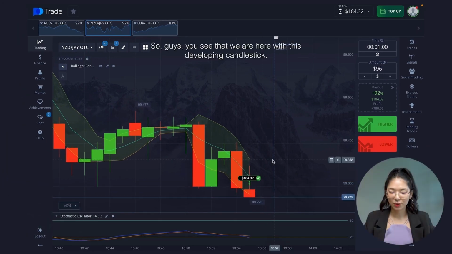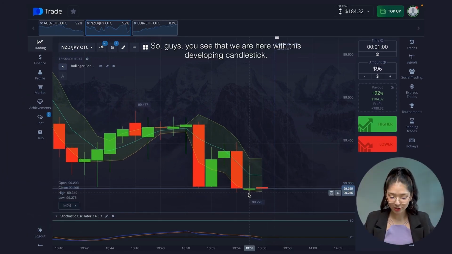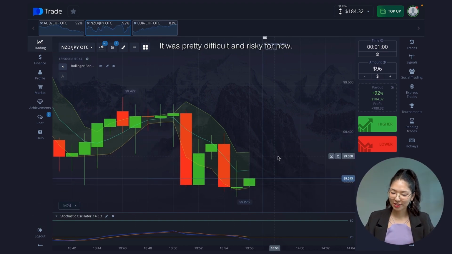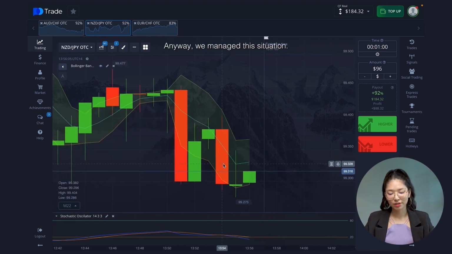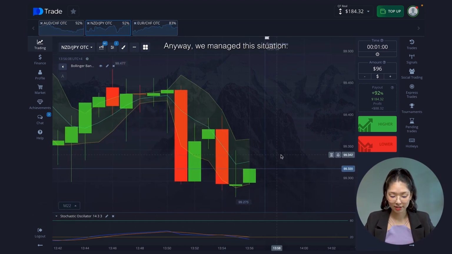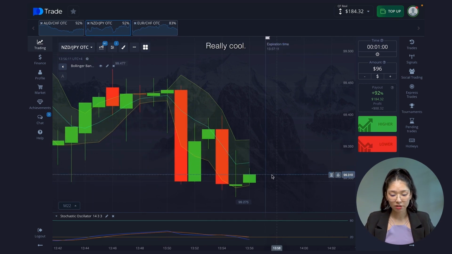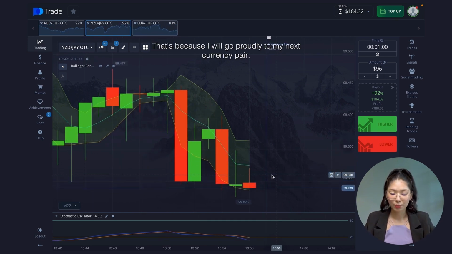So guys, you see that right here with this developing candlestick, it was pretty difficult and risky for now. Anyway, we managed this situation. So I think it's a really cool, amazing result. That's because I will go proudly to my next currency pair.